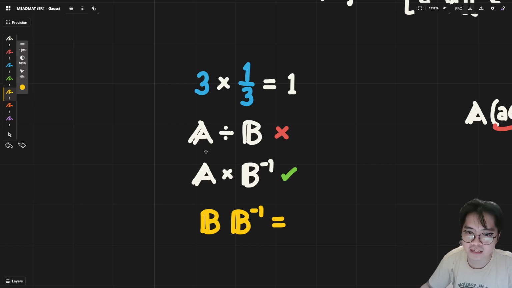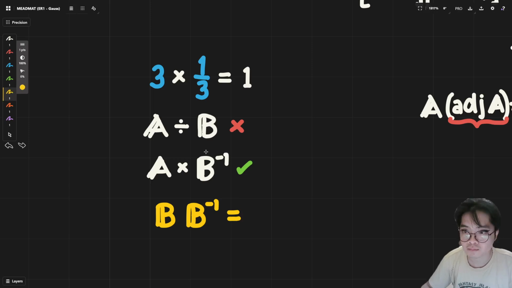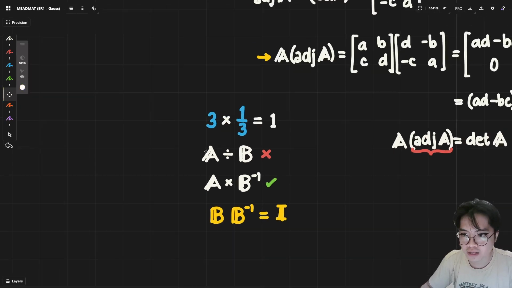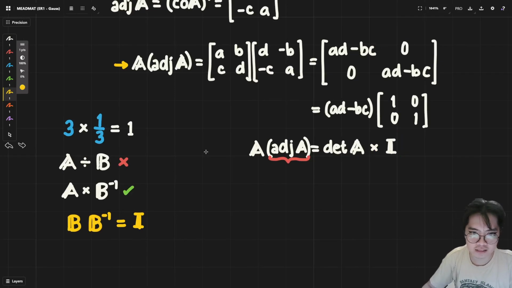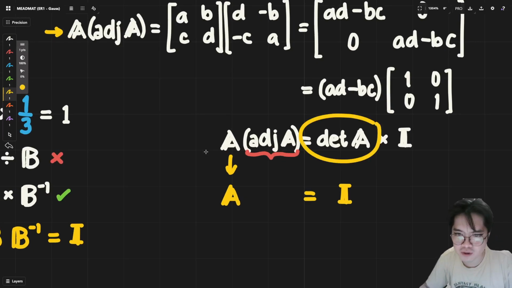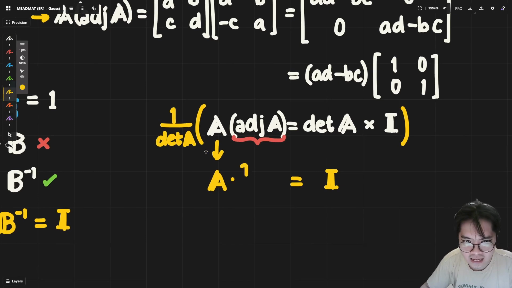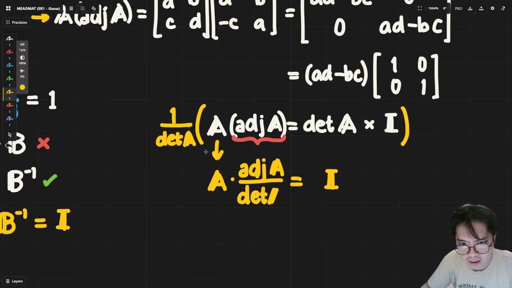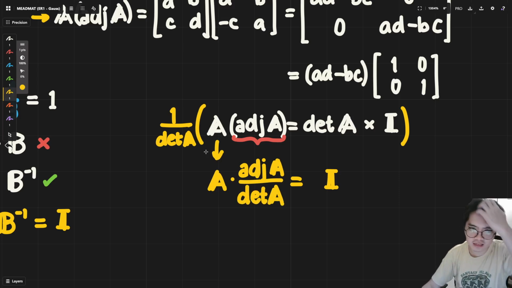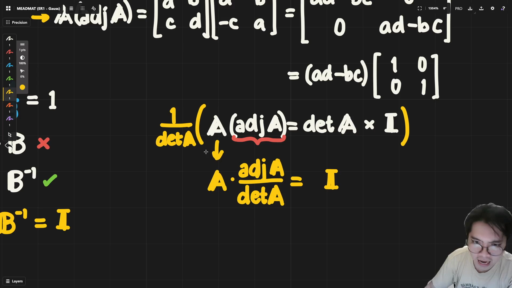What is the multiplicative identity matrix? That is your unit matrix, which is here already. Look at this. A times blah, blah, blah is I. And what's better is that this determinant of A is just a number. We can do number things with that. In other words, we can divide both sides by the determinant of A, and now you will see A times the adjoint of A divided by the determinant of A creates this very unique I.